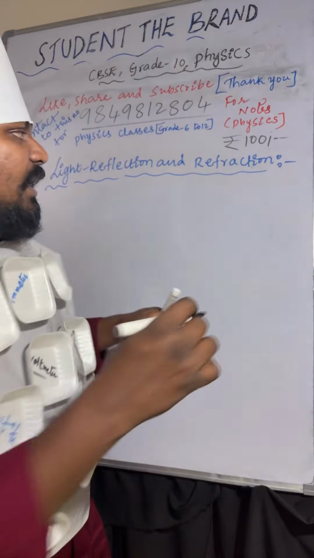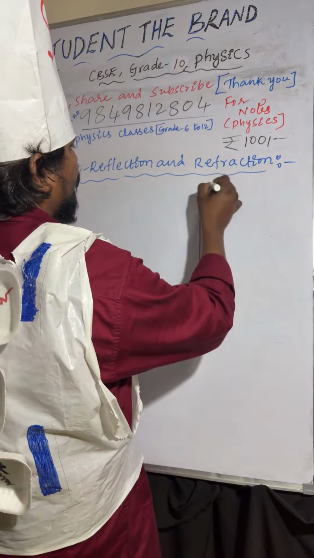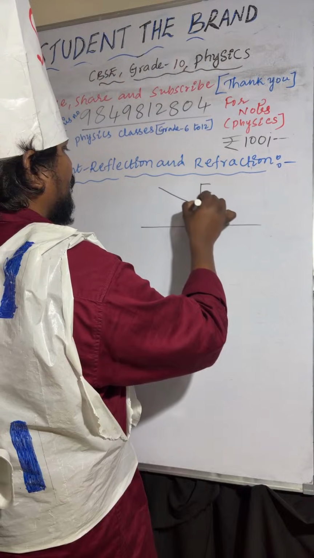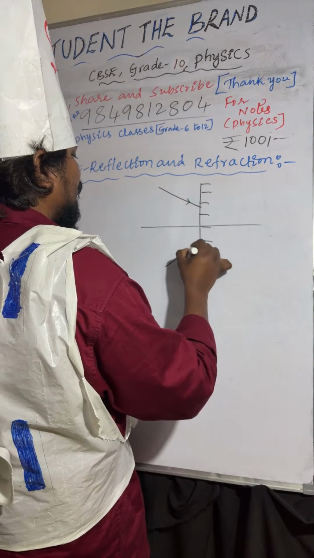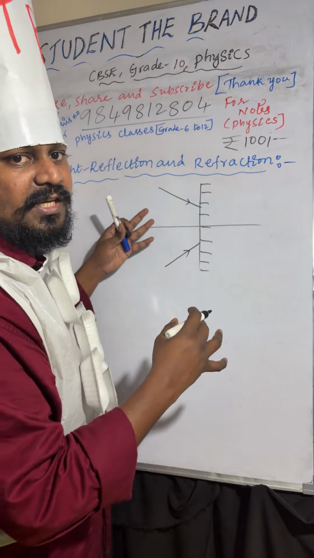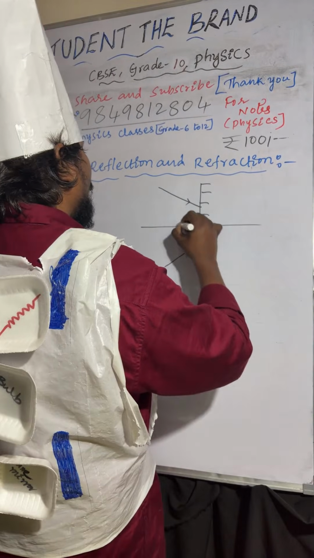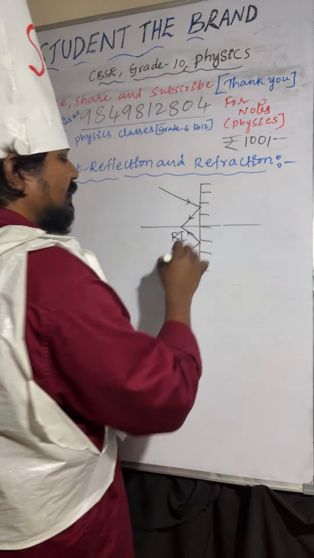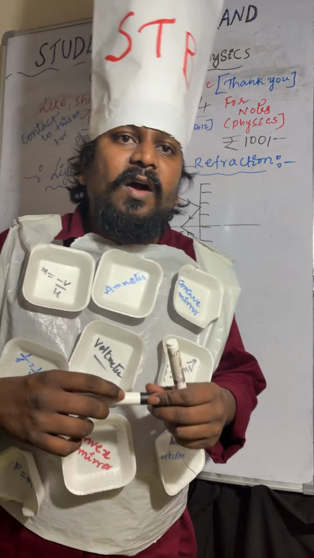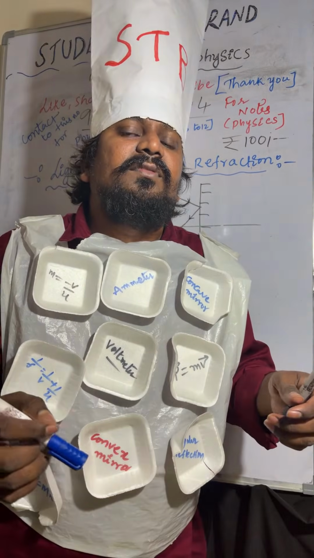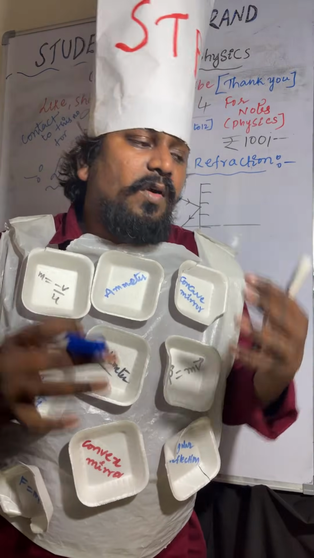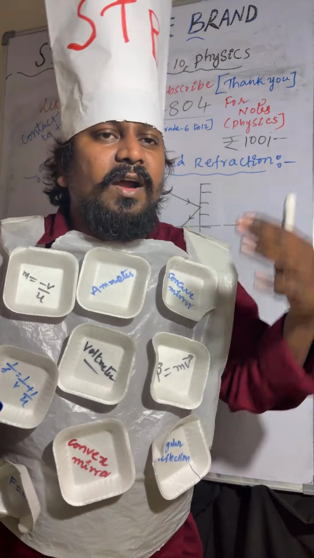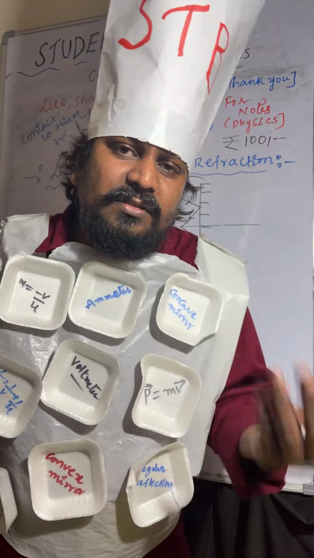Just check once. Here I am taking the plane mirror. Light rays are coming from the source. After reflection, those light rays meet at one point. Here, this is a real image. I already mentioned that the point of intersection of reflected light rays is called a real image.